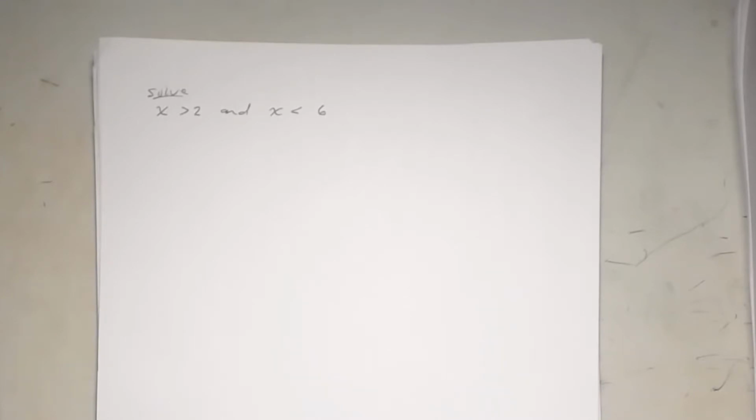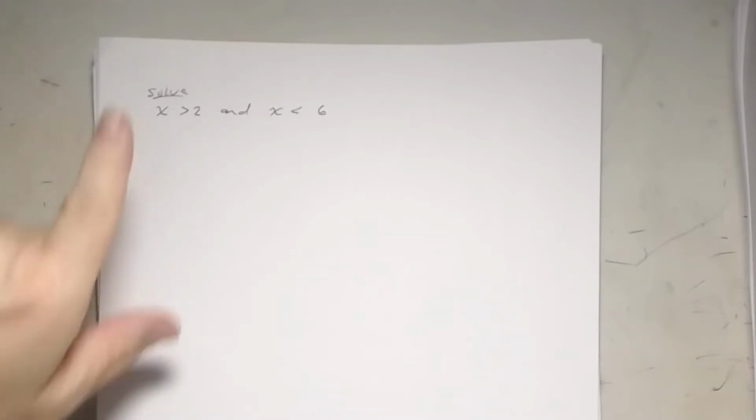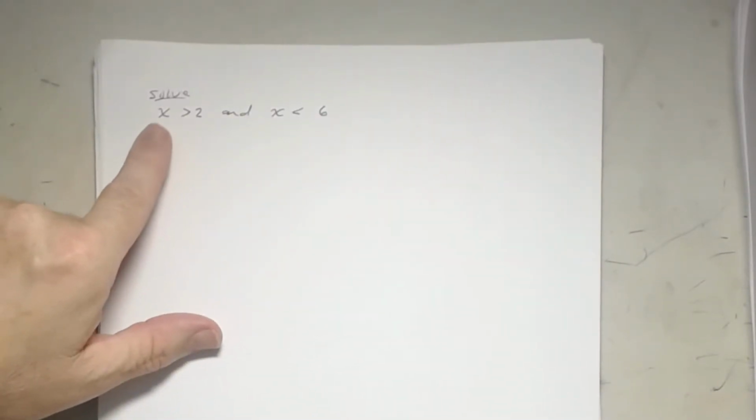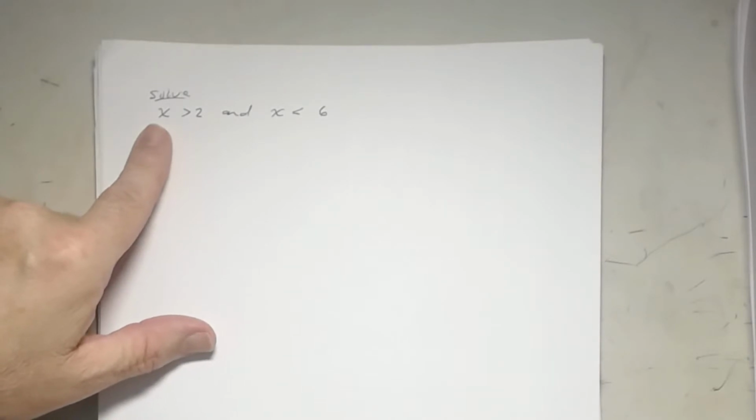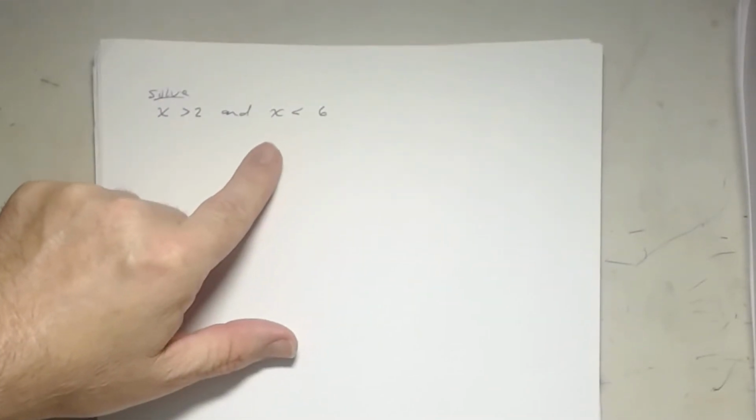Now you'll keep choosing integers, or whole numbers, but you could say 3.6 as well, couldn't you? What would not work? 7. Why would 7 not work? Because 7 is bigger than 2, but it's not less than 6.